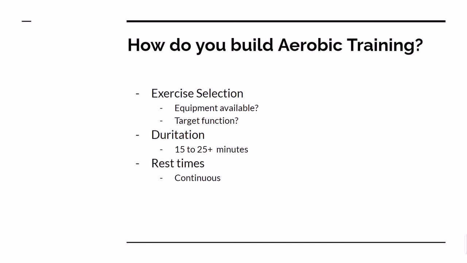So how do you build aerobic training? You want to first start off with your exercise selection. Look at the type of equipment you have available. You can do aerobic training anywhere from a treadmill to an elliptical to a rower. You can simply do it with running or even just a jump rope. And then you want to see the target function. You want to figure out, are you wanting to increase your speed time for running, for like a marathon, or are you wanting to just increase your cardiovascular abilities, period?